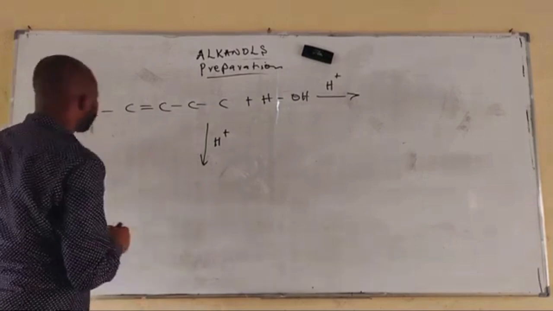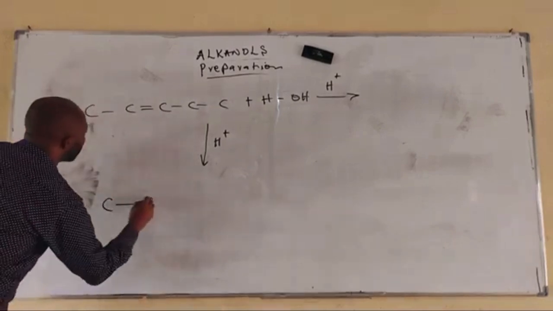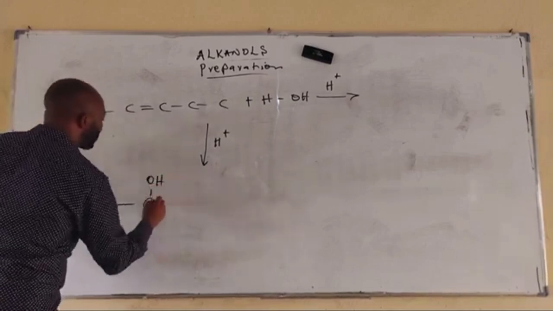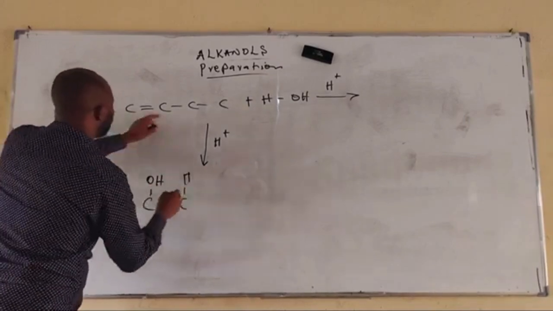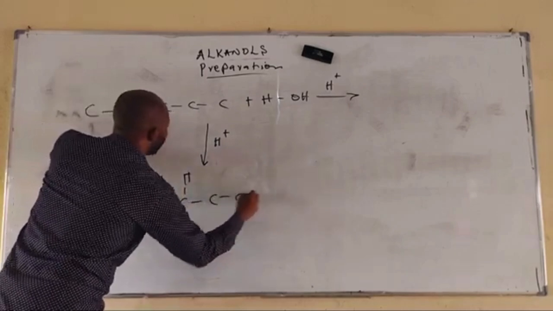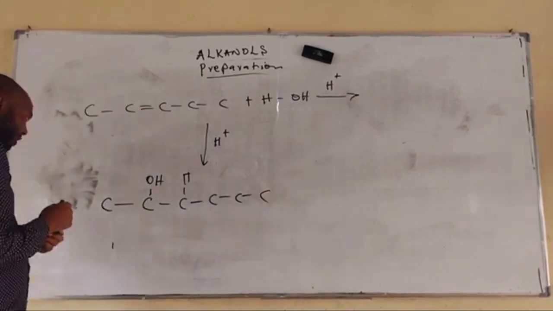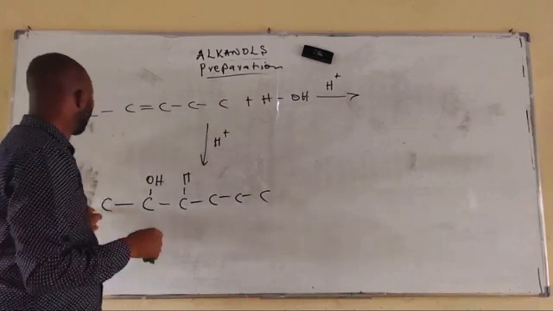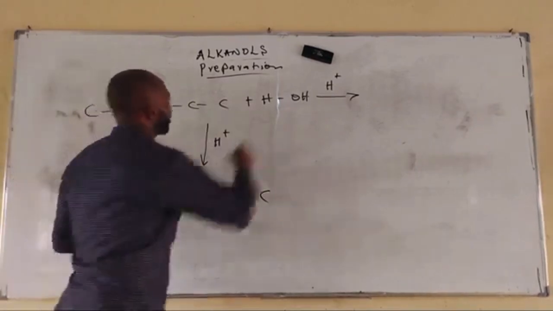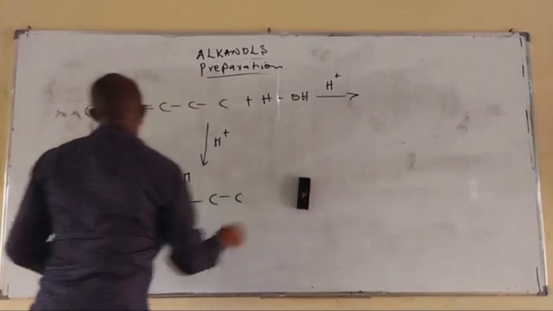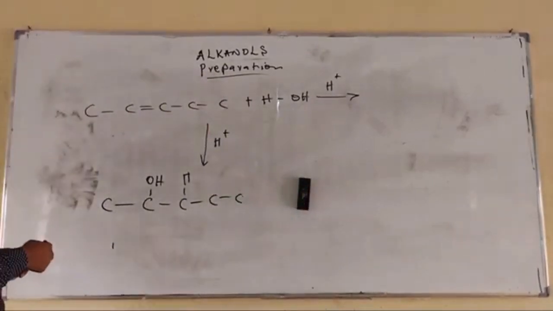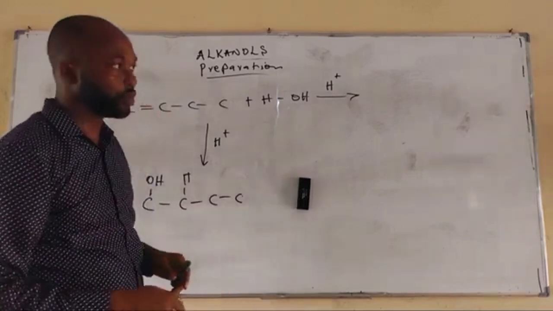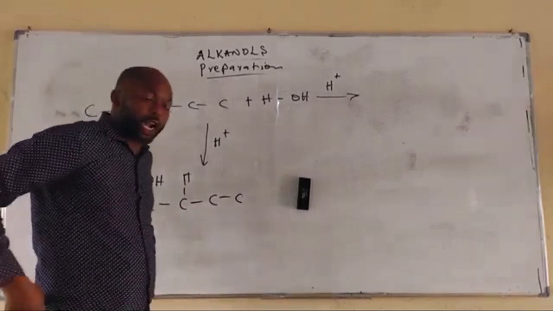Excuse me. Now we have carbon there. This carbon will take, one of it will take the OH group, and one of it will take the hydrogen. Then we move on to carbon, and carbon. So this is what we get. Is it 6 or 5? 1, 2, 3, 4, 5. So that becomes 2-pentanol. This is where it will be. 2-pentanol.